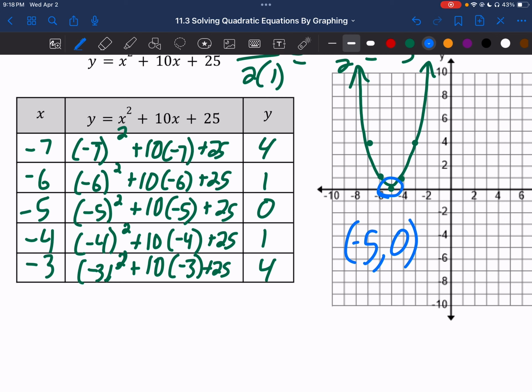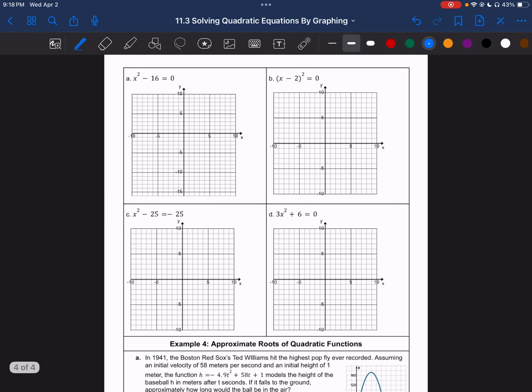All right, so you're going to flip the page. There are 4 you-try problems. I want you to do all 4 of these now on your own. You are going to graph them, and you are going to tell me how many solutions you have. All right, go ahead and do those. Check your work against mine.